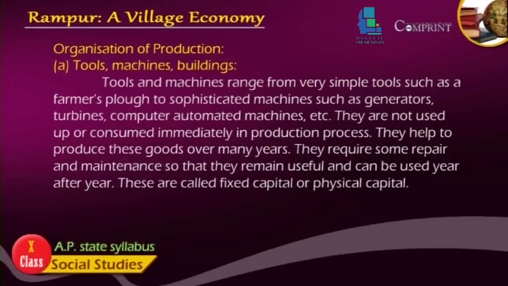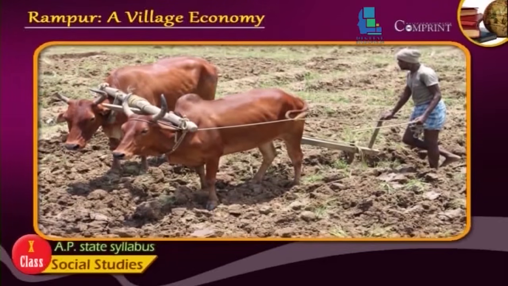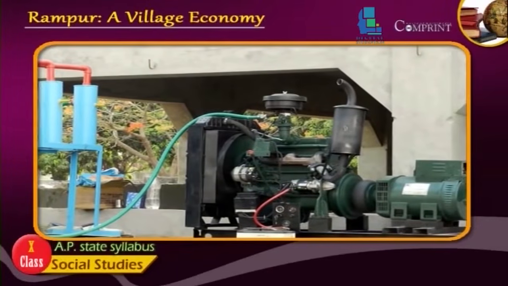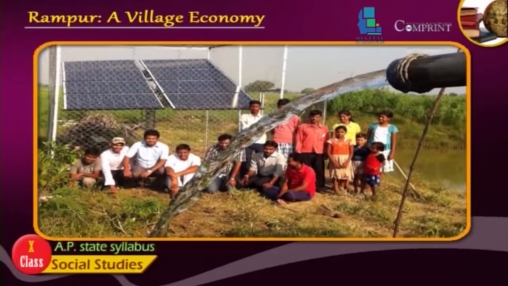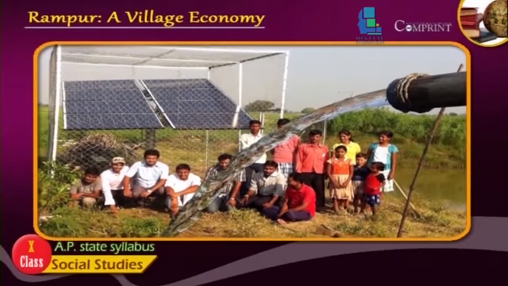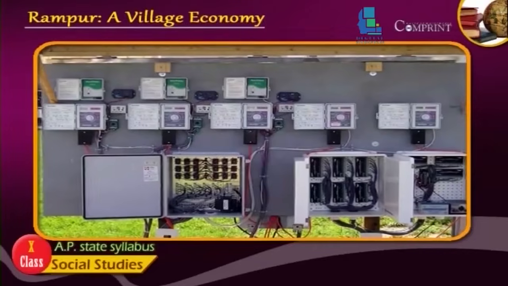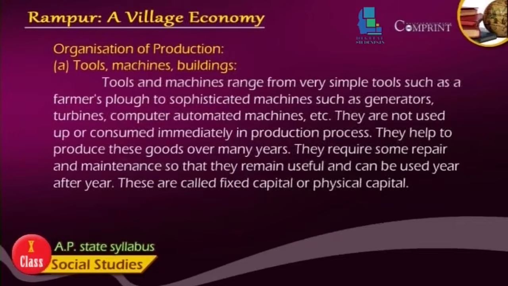Tools, machines, buildings. Tools and machines range from very simple tools such as a farmer's plow to sophisticated machines such as generators, turbines, computers, automated machines, etc. They are not used up or consumed immediately in the production process. They help to produce the goods over many years. They require some repair and maintenance so that they remain useful and can be used year after year. These are called fixed capital or physical capital.